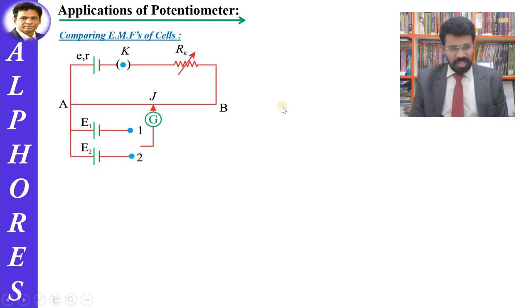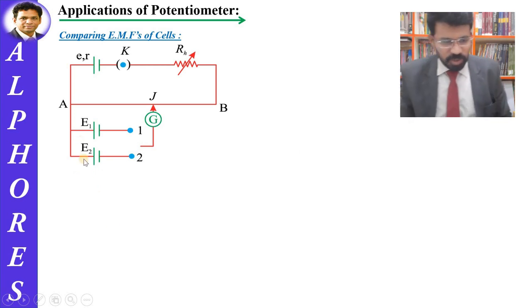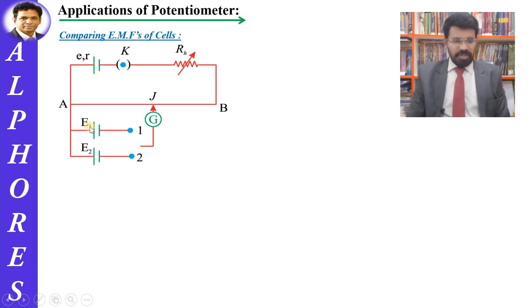So let us consider this circuit. Here two cells were taken. E1 is the EMF of one cell, E2 is the EMF of another cell. Here a two-way key is there. If you want, you can connect from here to here, or you can disconnect terminal 1 and connect it to terminal 2. Like this you can do. So this is our primary circuit, the potentiometer circuit. This is the potentiometer wire, this is the jockey, and this is the galvanometer.